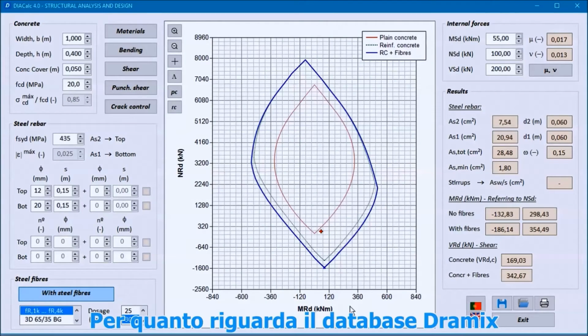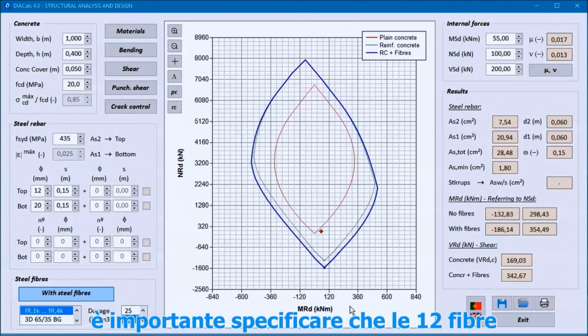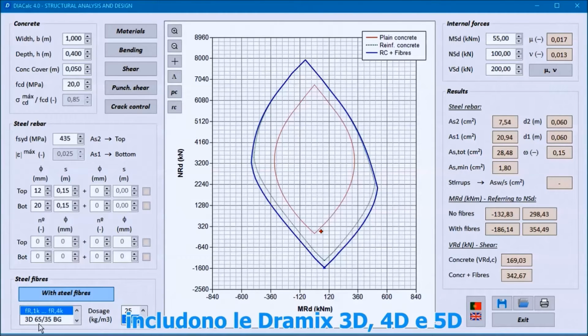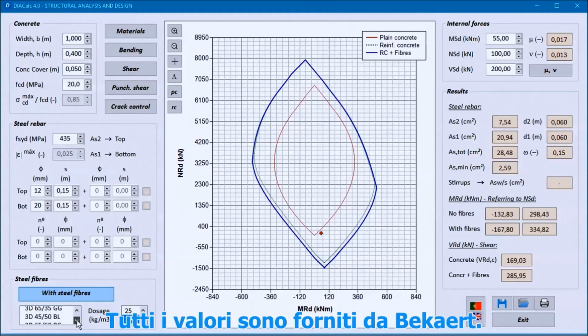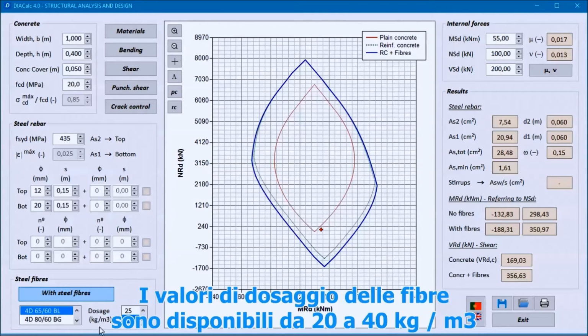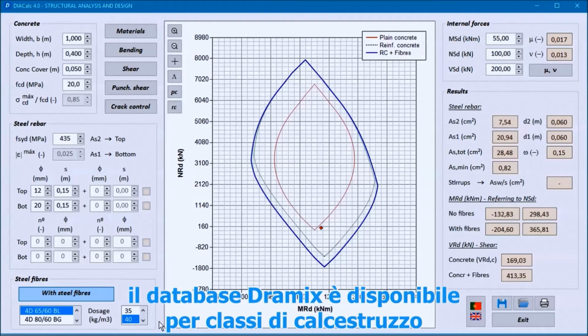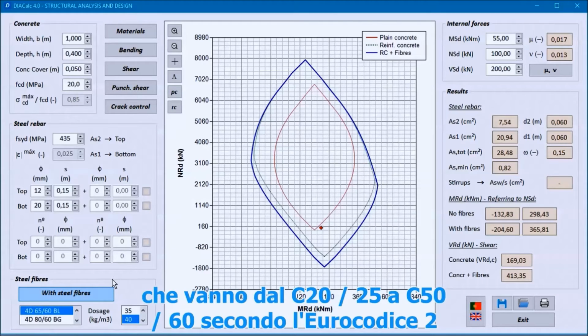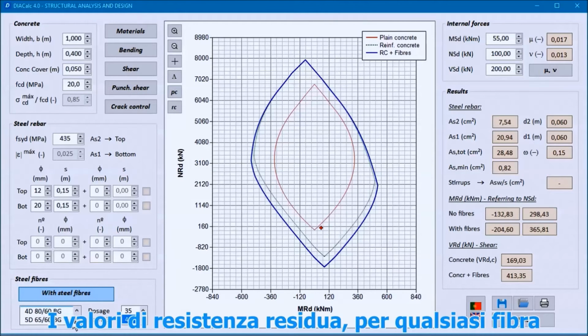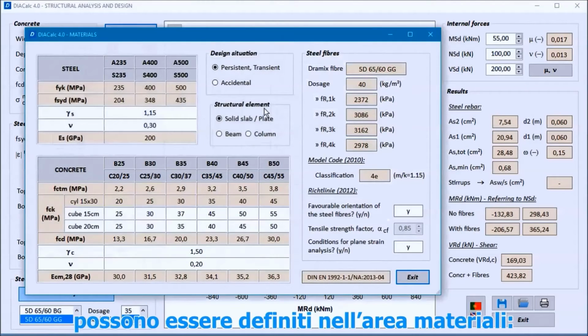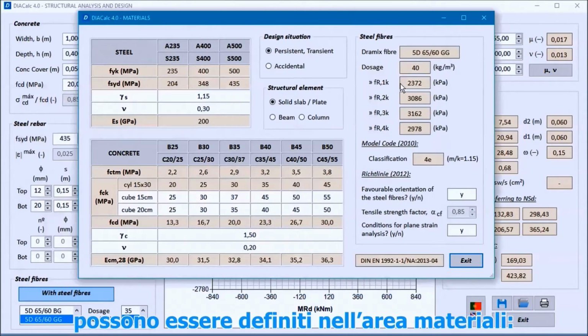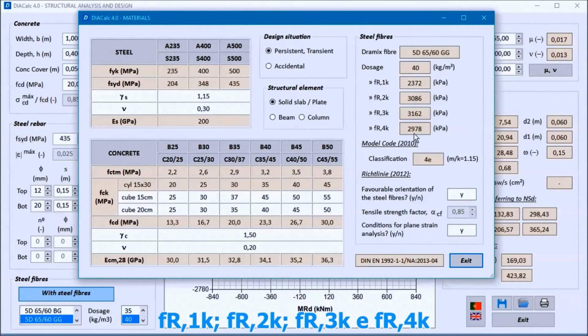Regarding the DIACalc database, it's important to refer that 12 fibers are included: 3D, 4D, and 5D fibers. All the values were provided by Beckert. Fiber dosage values are available from 20 to 40 kilograms per cubic meter. And the DIACalc database is available for concrete classes ranging from C20-25 to C50-60 according to Eurocode 2. The residual strength values for any fiber can be checked in the materials area FR1, FR2, 3, and 4 in characteristic values.